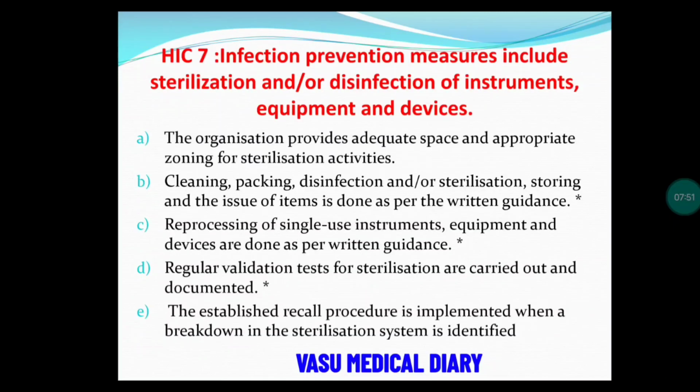HIC 7. Infection prevention measures include sterilization and/or disinfection of instruments, equipment, and devices. The organization provides adequate space and appropriate zoning for the sterilization activities like OT, CSSD, and ICU areas. Cleaning, packing, disinfection, sterilization, storing, and the issue of items is done as per the written guidance. Reprocessing of single-use instruments, equipment, and devices is done as per written guidance. Regular validation tests for sterilization are carried out and documented. The established recall procedure is implemented when a breakdown in the sterilization system is identified.